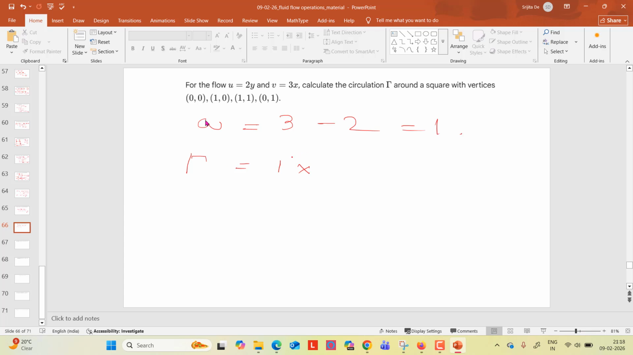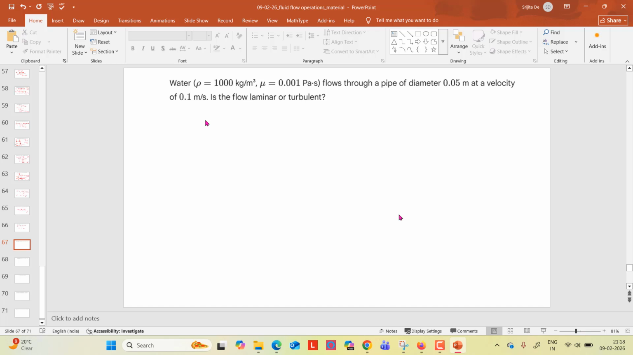So the square. So this is 0, 0, 1, 0, 1, 0. This is 1, 1 and 0, 1. So this is 1 into 1 square. This is 1. This is your circulation. Next, water flows through a pipe of a given diameter at a given velocity, find out if the flow is laminar or turbulent.